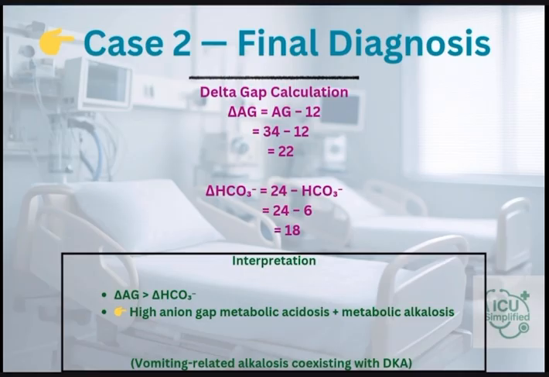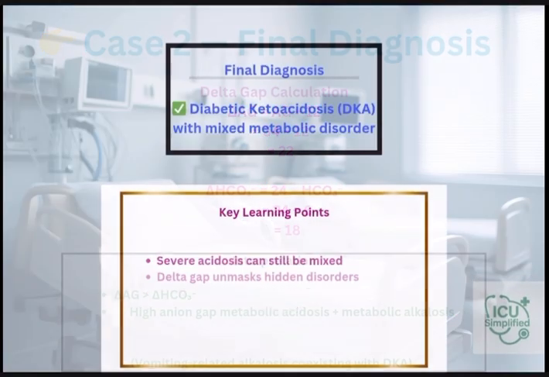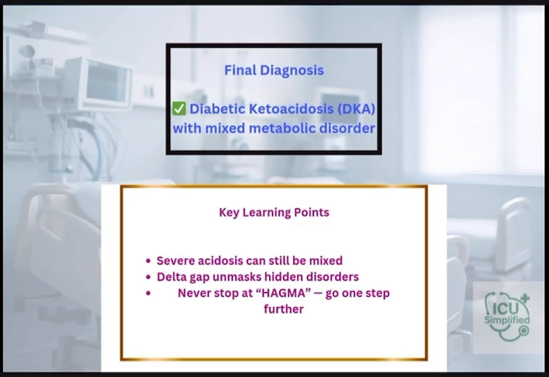When we compare the two, we see that the delta anion gap is greater than the delta bicarbonate. This pattern indicates a high anion gap metabolic acidosis with a coexisting metabolic alkalosis. In this patient, the most likely explanation is DKA, along with a vomiting-related metabolic alkalosis occurring at the same time. So the final diagnosis in this case is DKA with a mixed metabolic disorder.